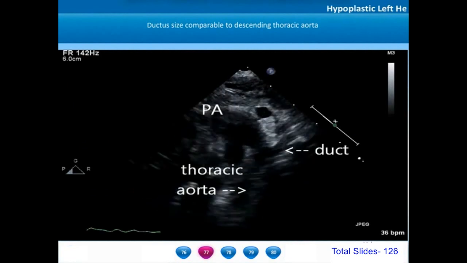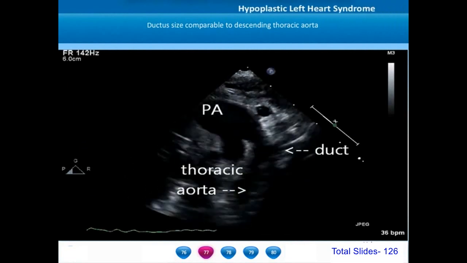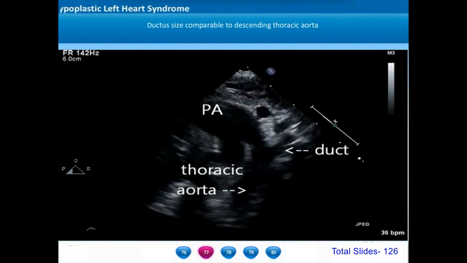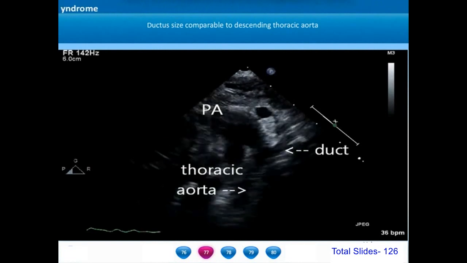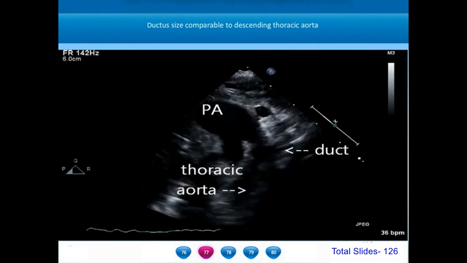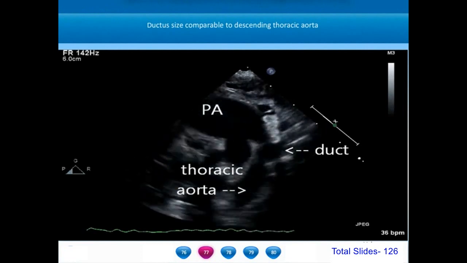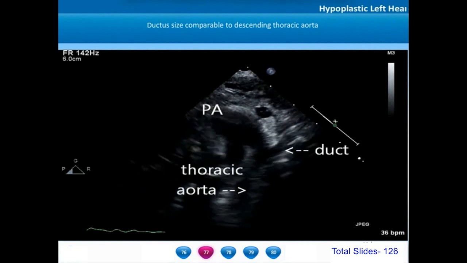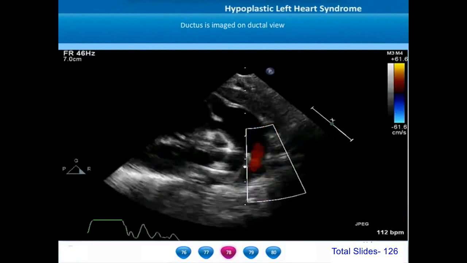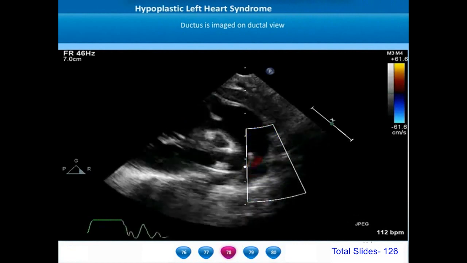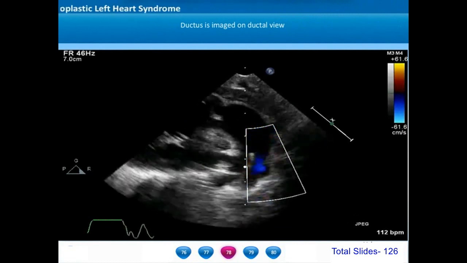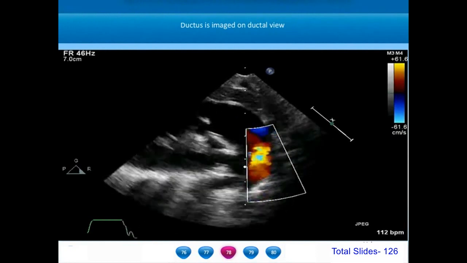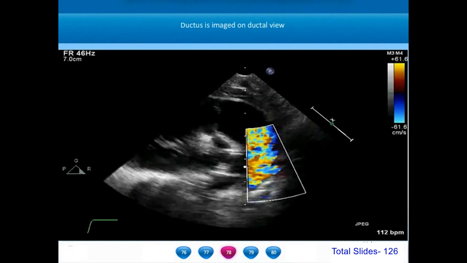In this high parasternal long axis view, which is also called the ductal view, we can notice that the main pulmonary artery continues through the ductus into the descending thoracic aorta. We can measure the size of the ductus in comparison to the size of the descending thoracic aorta. When the ductus is wide open, there is a free flow of blood from the main pulmonary artery through the ductus into the descending thoracic aorta, thereby maintaining a good systemic cardiac output.